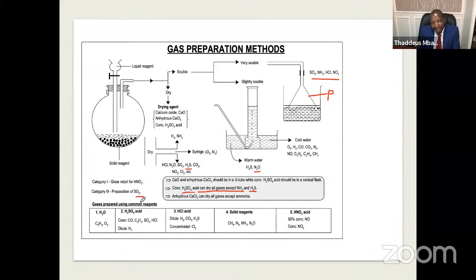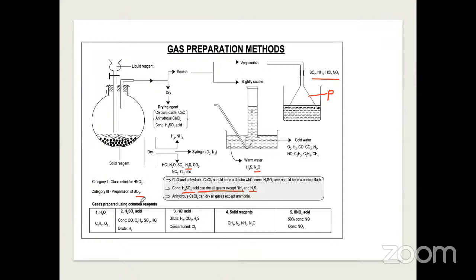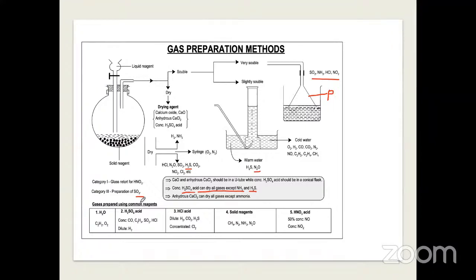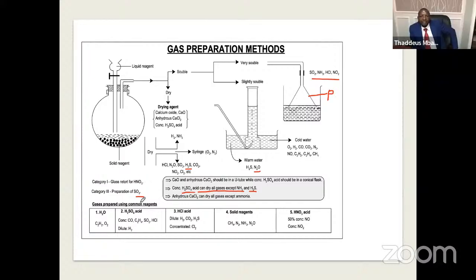Except sulfur(VI) oxide. What are the reagents used when you're preparing sulfur(VI) oxide? What are the reagents? Yes, Mutungi. Sulfur(IV) oxide and oxygen. That's it. So both of them are gases.